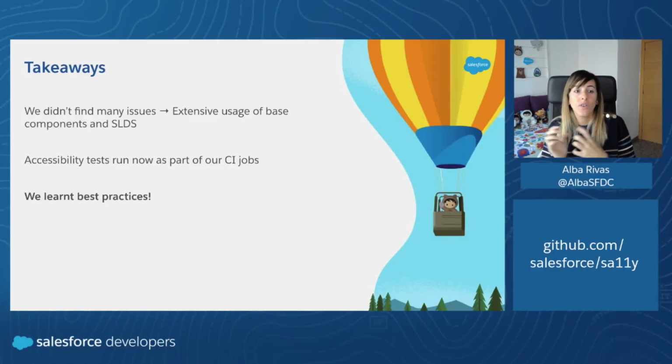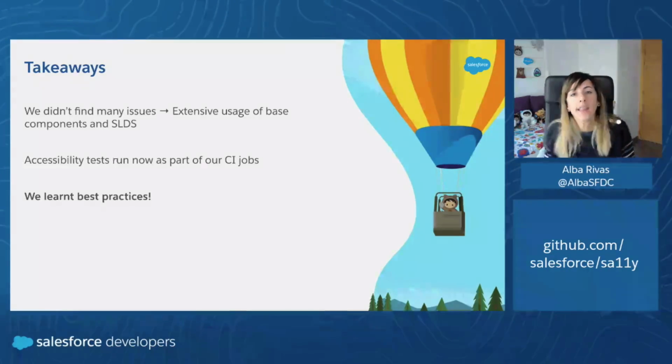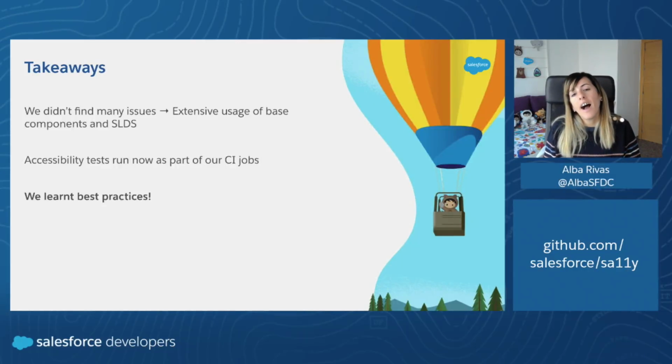Second reason is that once you implement sa11y, your accessibility tests are going to run as part of your CI jobs. Well, I hope that you have some CI jobs set up. If you don't, you can set them up once you include sa11y, right? And most importantly, we learned accessibility best practices.